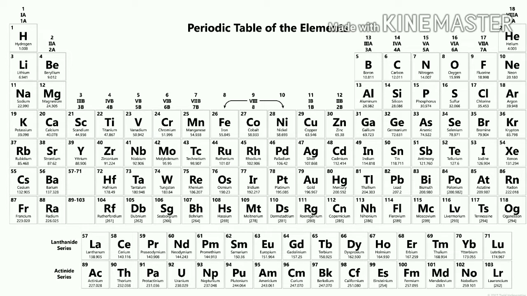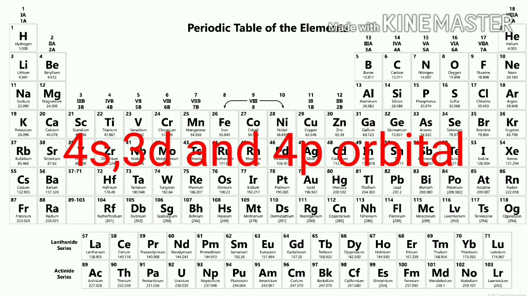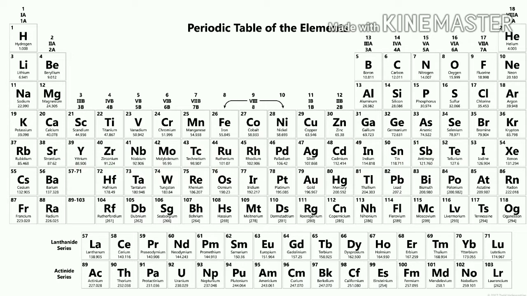Similarly, the electronic configuration of calcium is 1s2, 2s2, 2p6, 3s2, 3p6, 4s2. From the electronic configuration, it is clear that this period involves filling of electron in 4s, 3d and 4p orbital. Now I will explain about the fifth period.